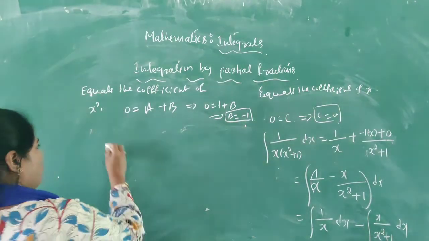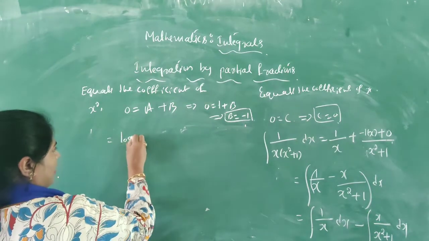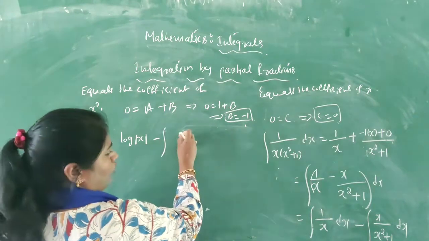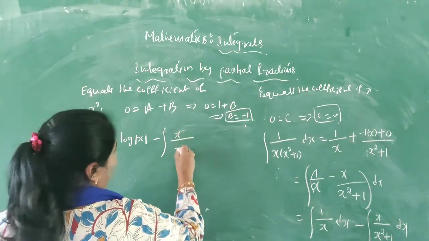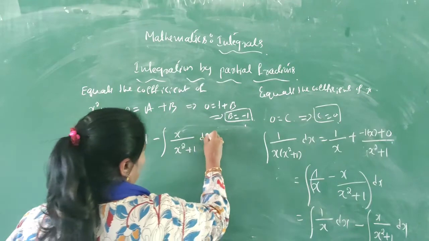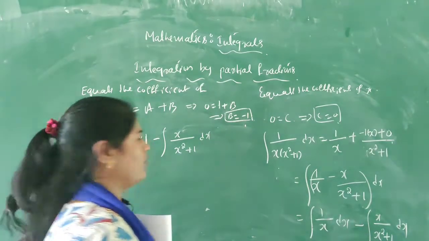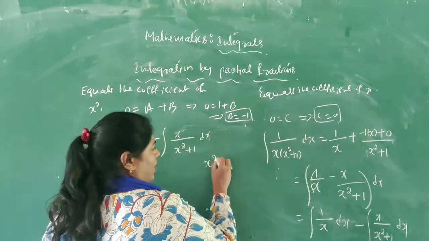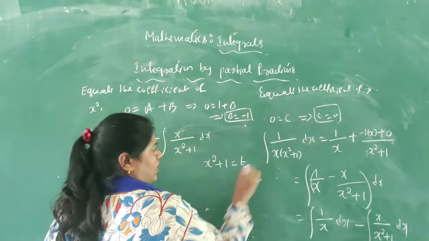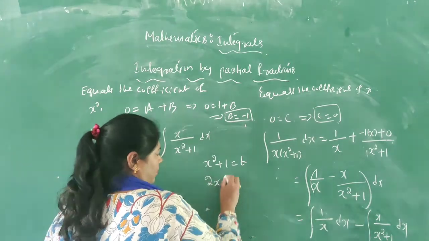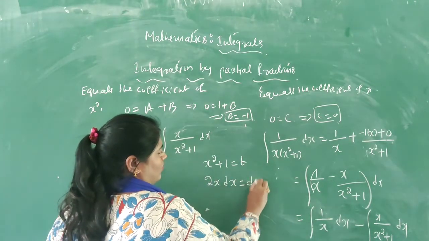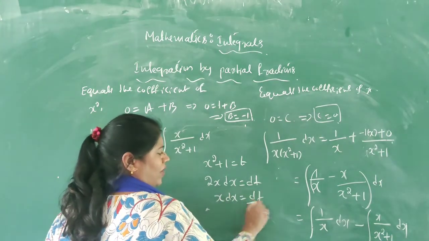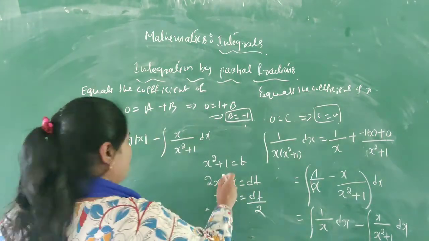What is integration of 1 by x? Integration of 1 by x is log modulus x. For this we have to go for the method of substitution. In the previous class we have done integration by the method of substitution. Put x square plus 1 is equal to t. So differentiate: 2x dx is equal to dt. So x dx is equal to dt by 2. We have to substitute this one.